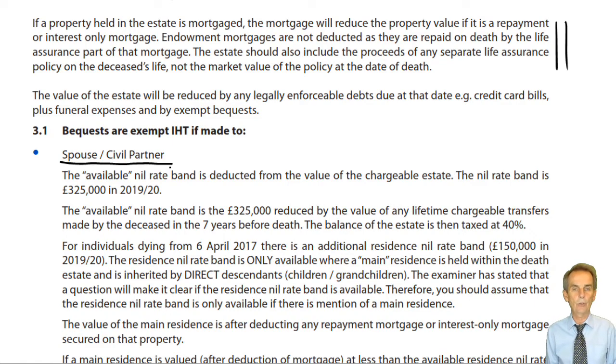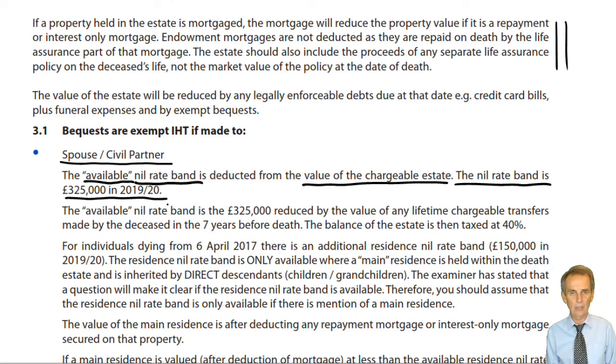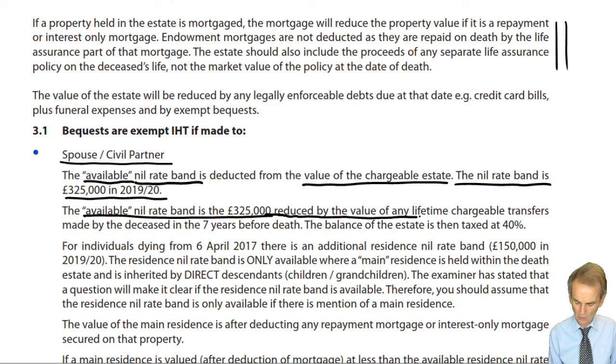And when we come to compute the charge to IHT on death, we have either of two rates to apply. We have a nil rate band. The available nil rate band is deducted from the value of the chargeable estate. The nil rate band is £325,000 in 2019-20, and as we said last time, has been so for a very long time. But the available nil rate band to go against your chargeable estate is your £325,000 reduced by the value of any lifetime chargeable transfers made by the deceased in the 7 years before death.